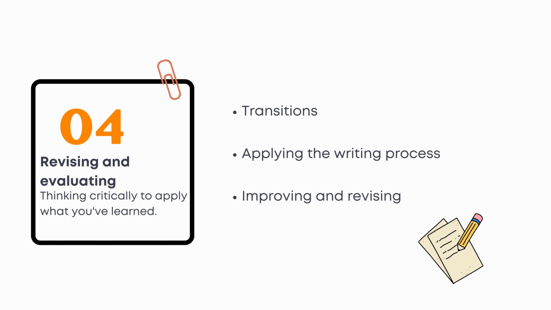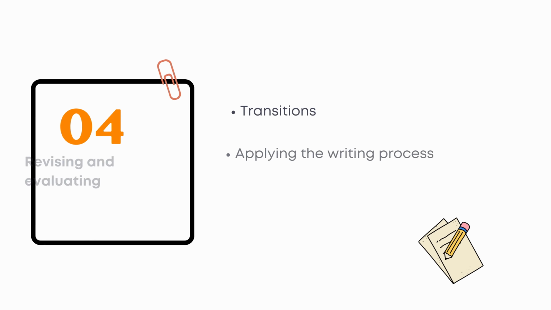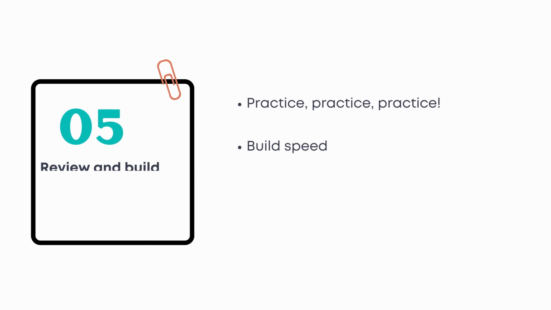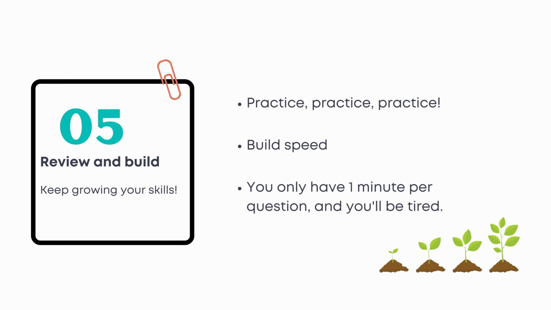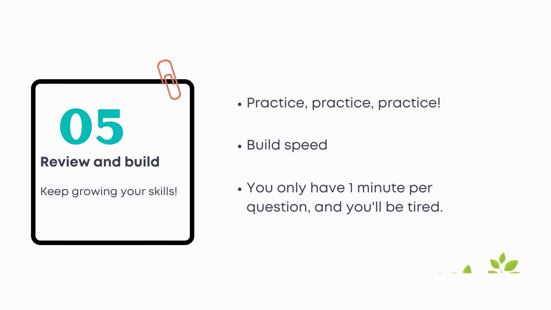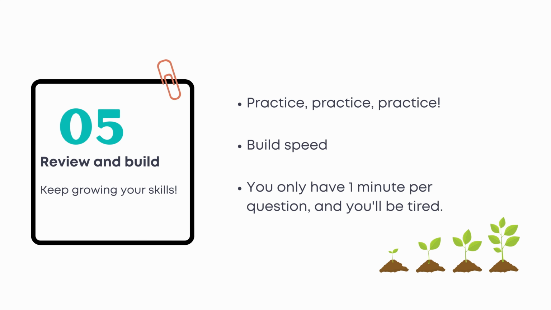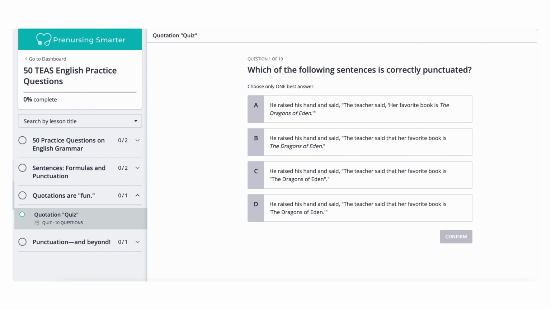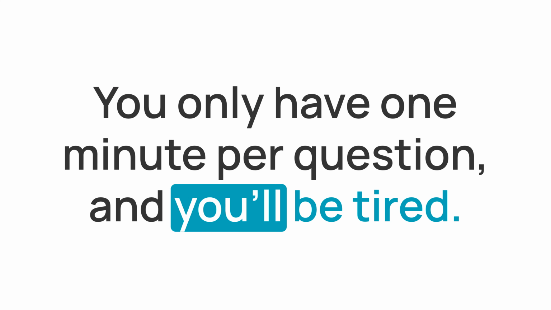Next, go through revising and evaluating. This is going to be thinking critically to apply what you've learned, adding transitions, applying the writing process, improving and revising what's written. Finally, review and build. Keep growing your skills. You'll need to practice and build your speed. Because remember, you'll only have 1 minute per question, and you'll be tired. In my TEAS prep program, I have a whole module of 50 practice questions that are applying all of these concepts to help you gain speed. Various questions on just quotation marks, just comma use, and it will help you build your skills.